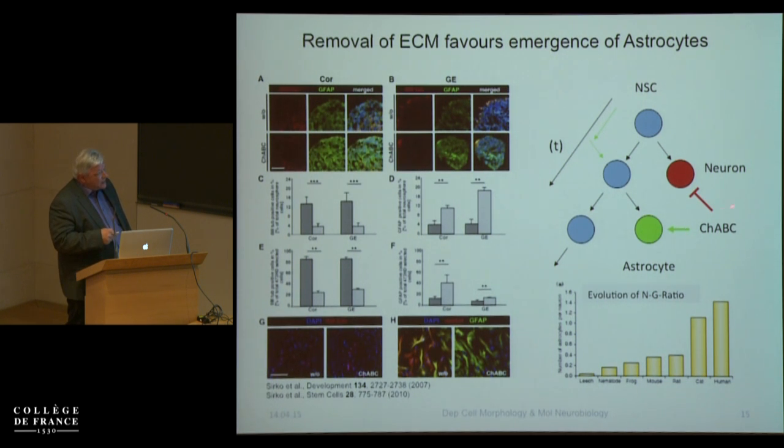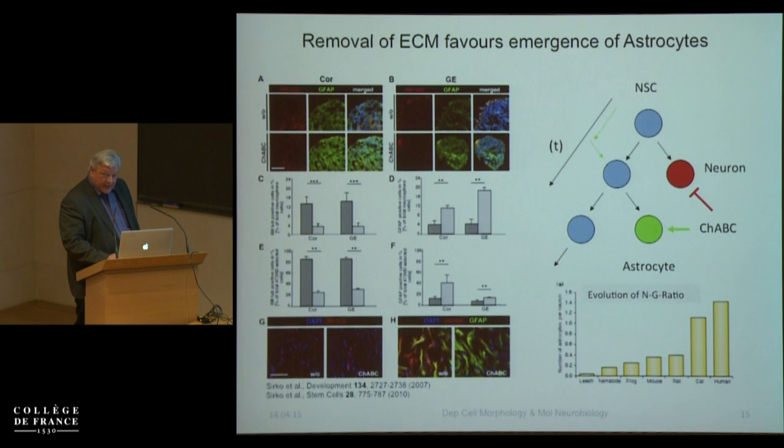And maybe the removal of the chondroitin sulfates accelerates the maturation pathway of stem cells at the expense of neurons and for the benefit of astrocytes along this temporal axis. So this is an idea we are currently studying further.